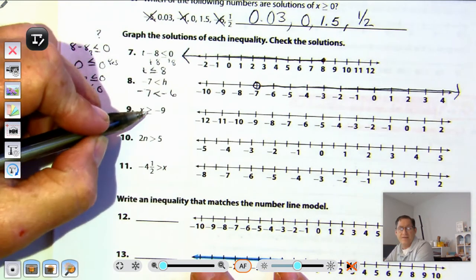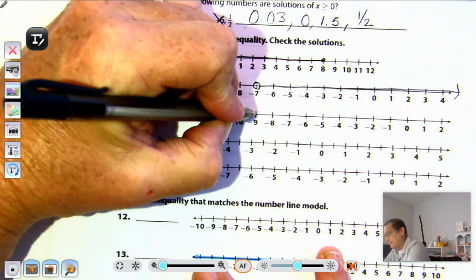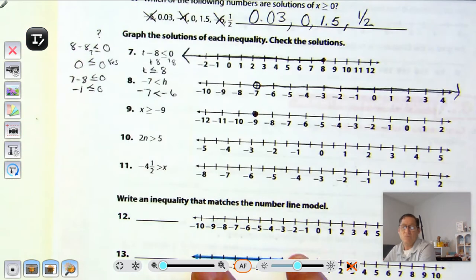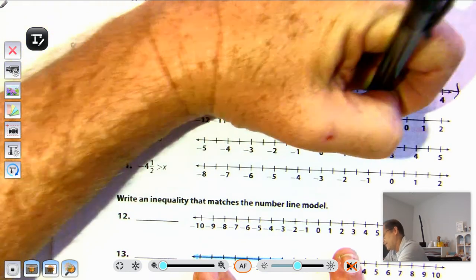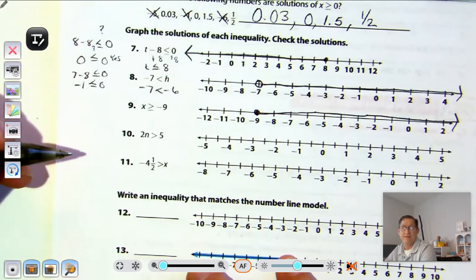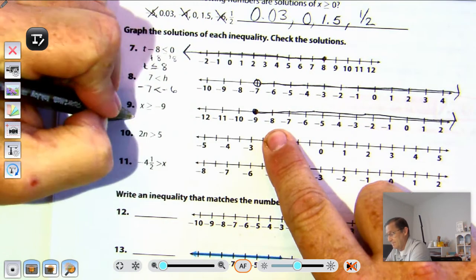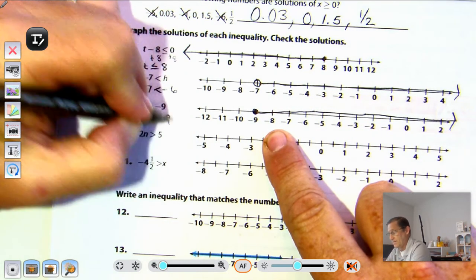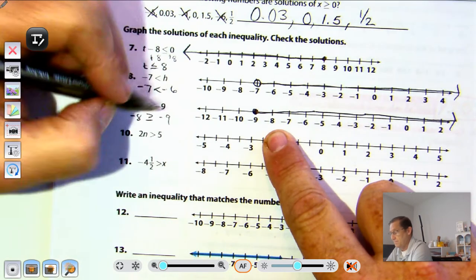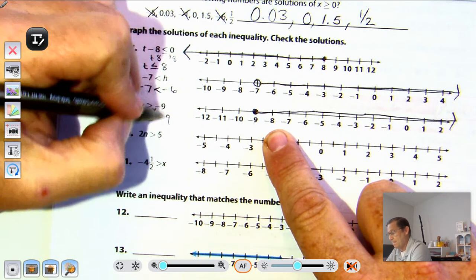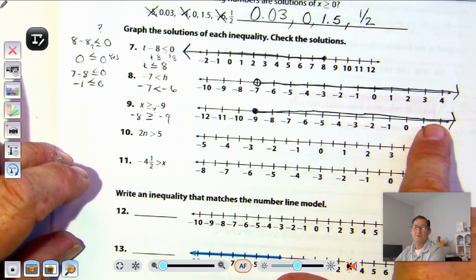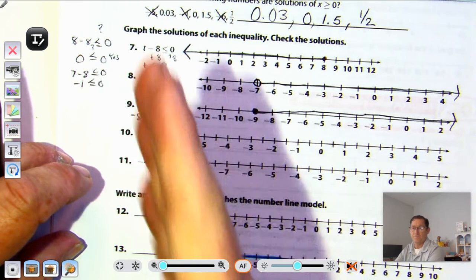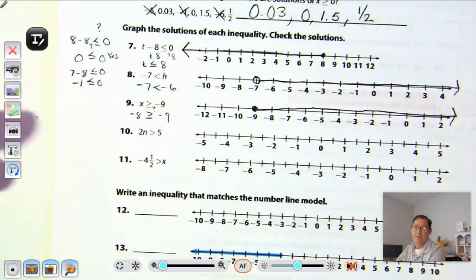Okay, x is greater than or equal to -9. So -9 would make it true, and everything to the right would be greater than -9. So is -8 greater than or equal to -9? Yeah. Okay. Remember, the closer we get to 0, the greater the number, or the further we go to the right, the greater the number.